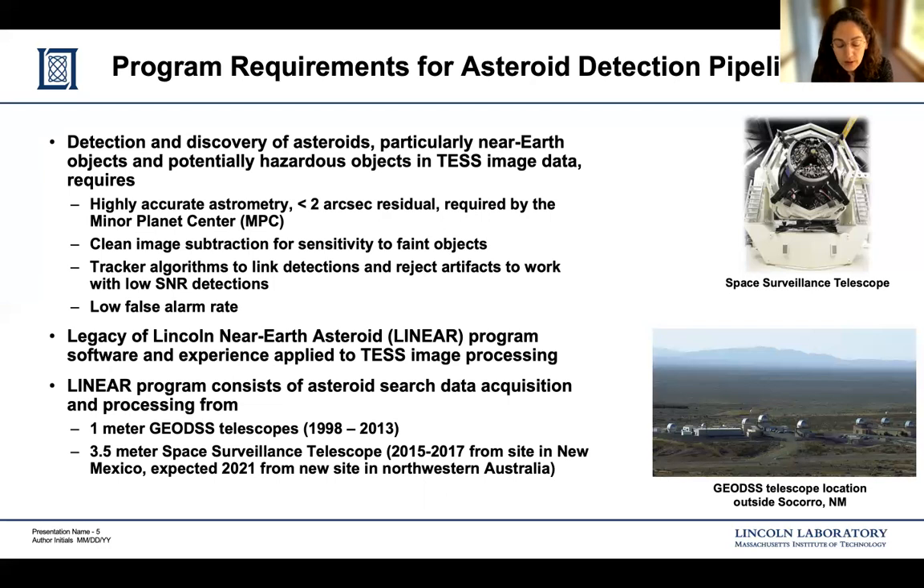So our expertise in this area comes from the LINEAR program, Lincoln Near-Earth Asteroid Research. Lincoln Laboratory has been running asteroid search programs since the late 90s. Shown in the image on the upper right is the Space Surveillance Telescope. This is a 3.5 meter telescope. And on the lower right, GEODSS telescopes, which are 1 meter telescopes, part of the legacy LINEAR programs. So our group has a lot of experience with asteroid search sensors, but the TESS data set provides a really unique opportunity and has some unique features being a space-based sensor.